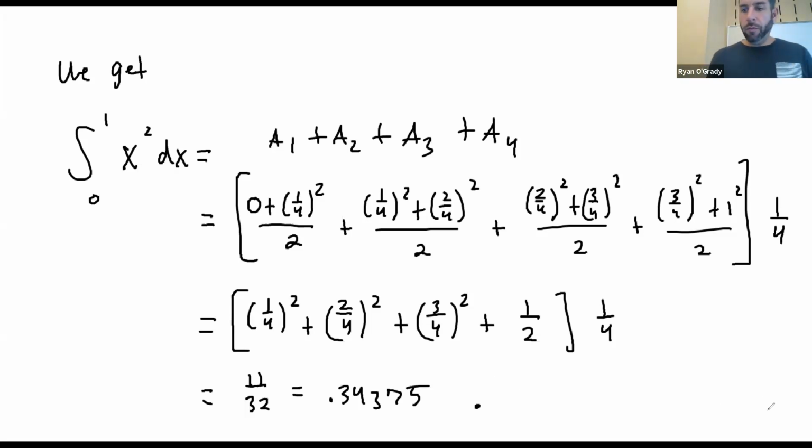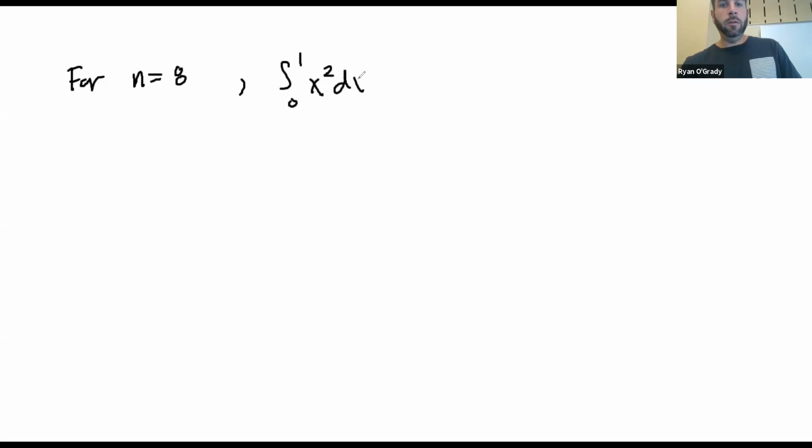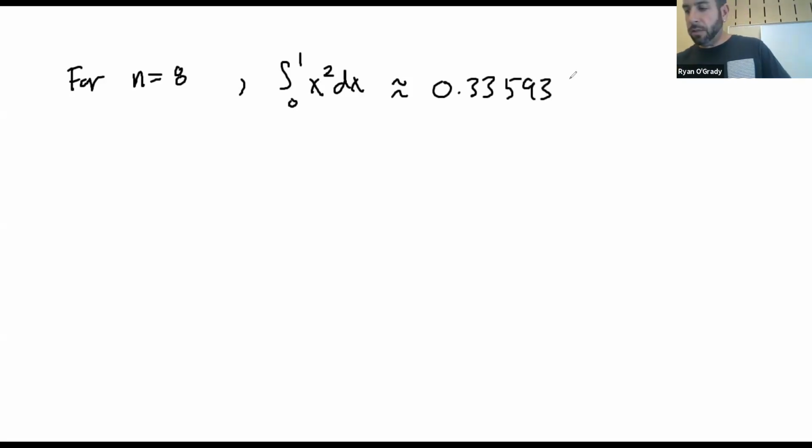Now, I'll save you the fun. You're going to finish this for homework anyhow. What happens if instead we use n equals 8? What you'll get is that this integral is approximately 0.33. So in the previous case, using the right Riemann sum, it took us nearly 20 to get 2 decimal points of accuracy. Here with 8, we have it.